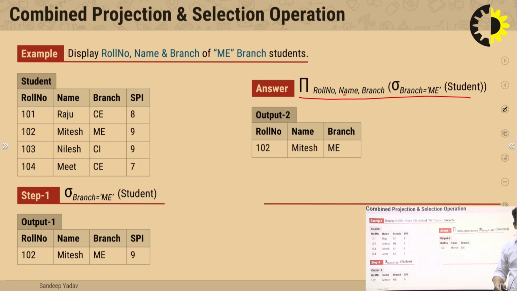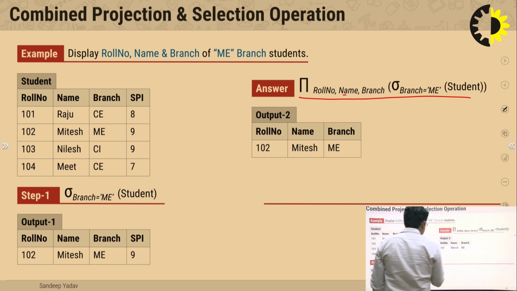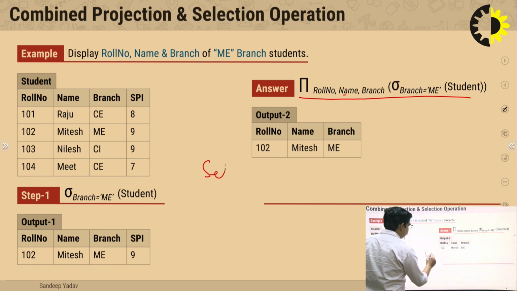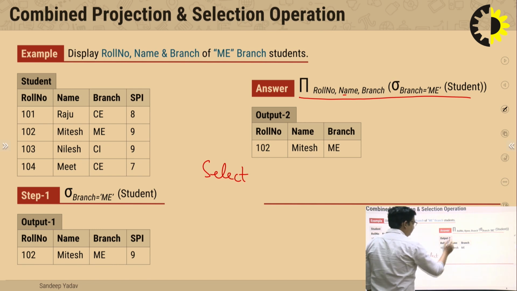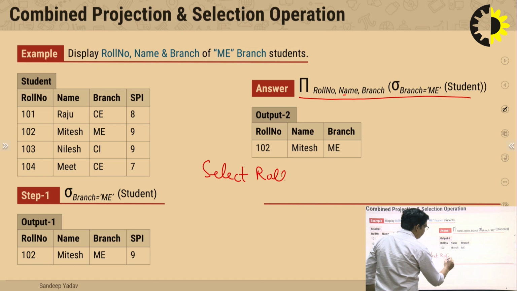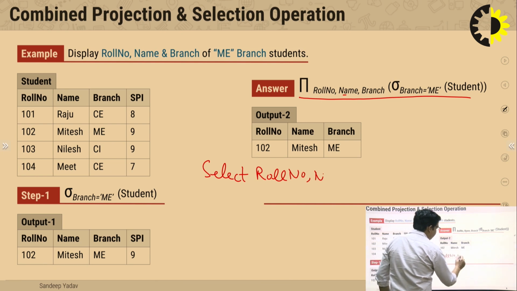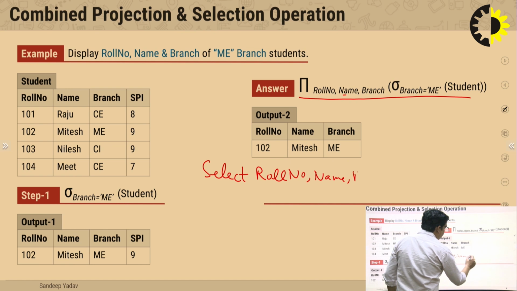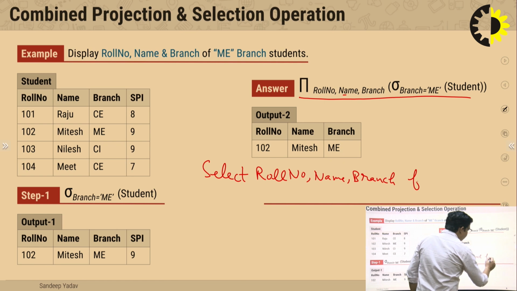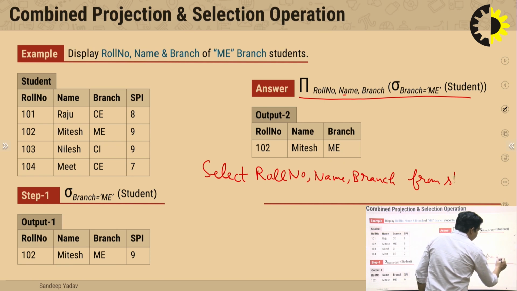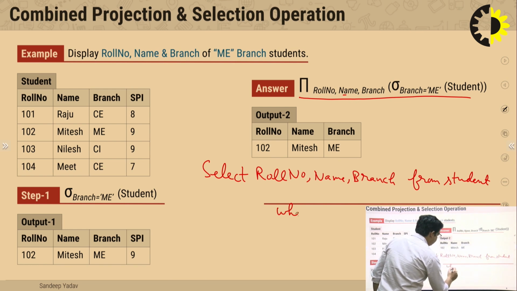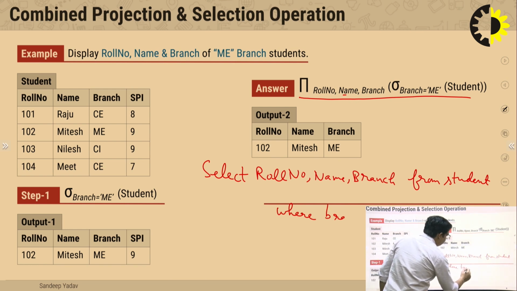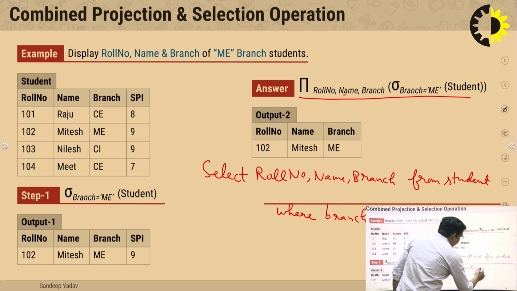Now we can also write the corresponding query in SQL. So how to write that? First we have to mention select, what are the attributes required? Roll number, name, branch. Then we need to specify the table, from the table student, where branch equal to ME.